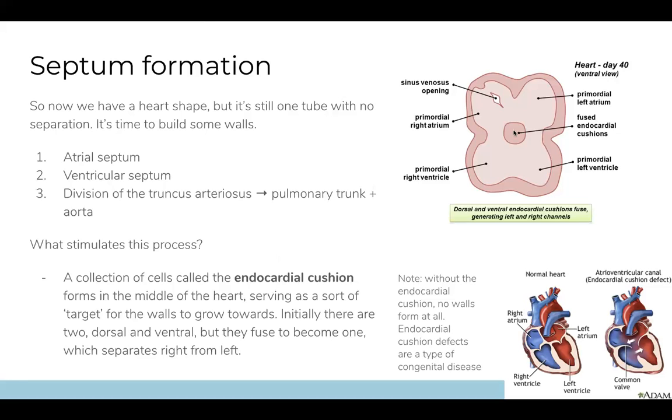Yeah, so we have the endocardial cushion. And this puts off signals like, grow towards me. Initially you have one at the front, one at the back, but they fuse to become one. I didn't really bother going through that. Without the endocardial cushion, there's a birth defect that can cause it to not function properly, and you do not get any walls, which is quite bad. Your whole heart is just open. So that's the importance of the endocardial cushion.